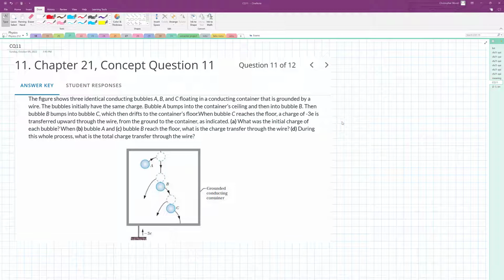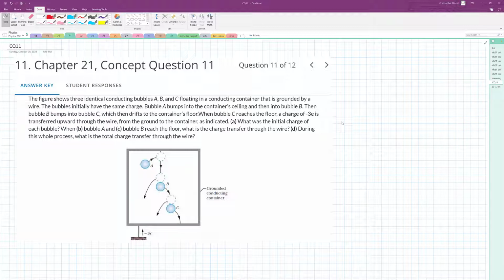Okay, 3 bubbles, A, B, and C, start off with the same charge. A touches the grounding container and becomes neutralized, meaning whatever charge A had, it goes to 0. Then A touches B, B touches C, and then C touches the ground. And when C touches the ground, it must have had a charge of positive 3 because it drew a charge of negative 3 from the ground. That's what grounding containers do. They neutralize whatever charge touches them, whether the charge is positive or negative.